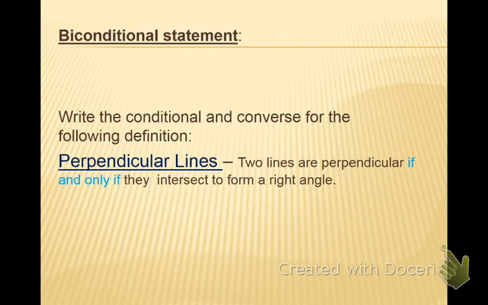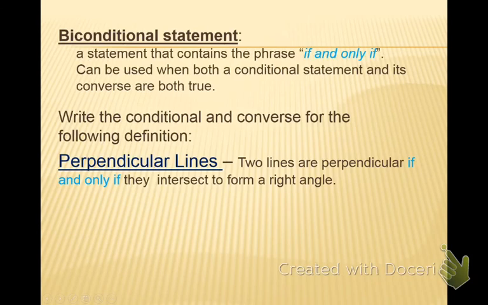Biconditional statement. A biconditional statement is a statement that contains the phrase, if and only if. It can be used when both a conditional statement and its converse are true. So this is: two lines are perpendicular if and only if they intersect to form a right angle.